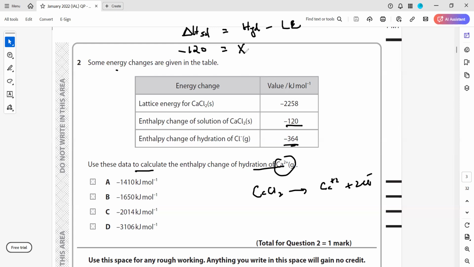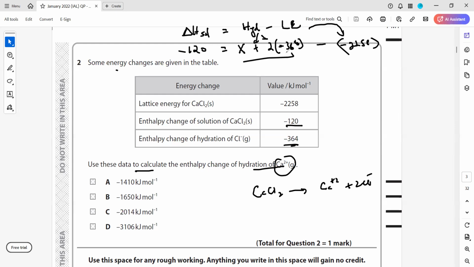So calcium is X. Hydration means when water molecules surround the ion, we call it hydration. So for calcium, the hydration is X. And for chlorine, the hydration is 2 multiplied by minus 364, minus the lattice energy. What is the lattice energy here? The lattice energy is minus 2,258. So this is the lattice energy, and this is the hydration energy.